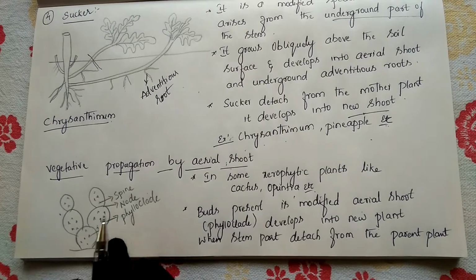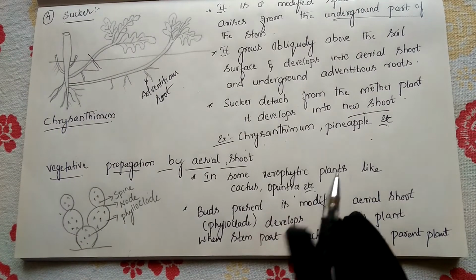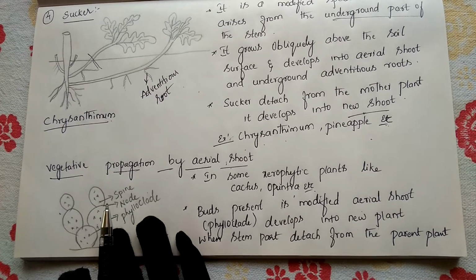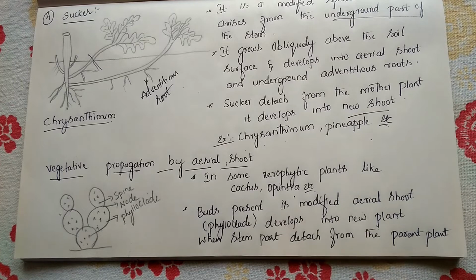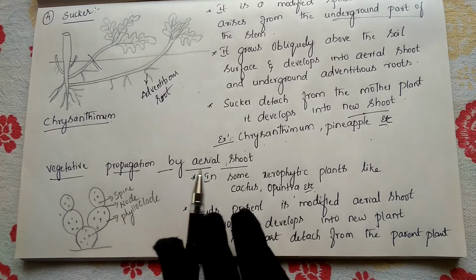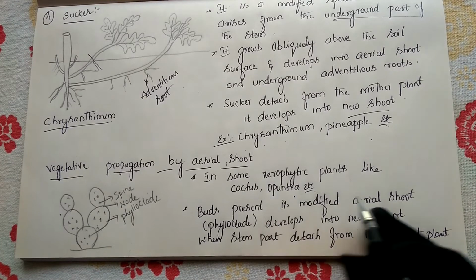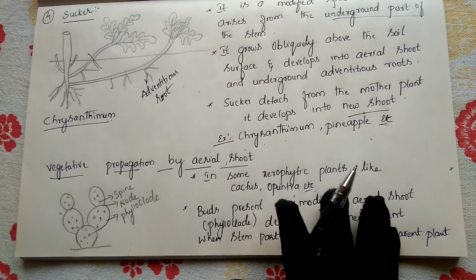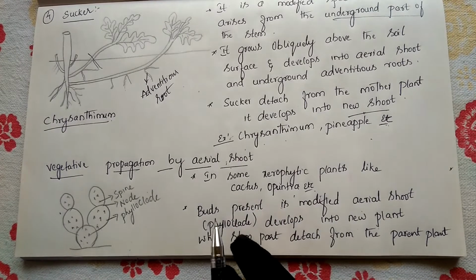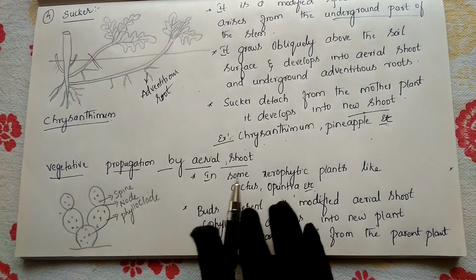This is a plant called cactus, which is xerophytic in nature. What is the meaning of xerophytic? Xerophytic means plants which grow in very less water conditions. Hydrophytic means plants which grow in water.